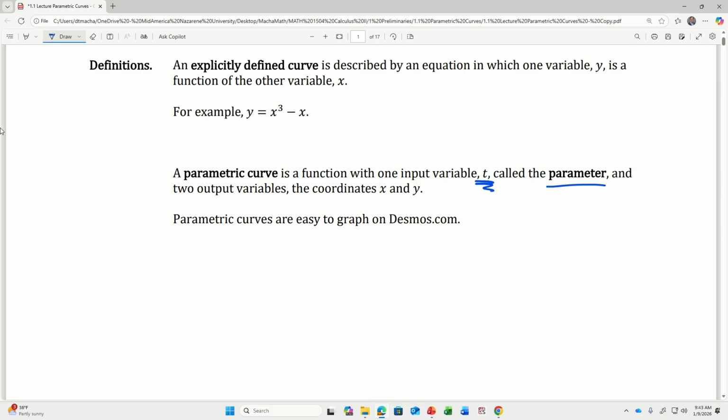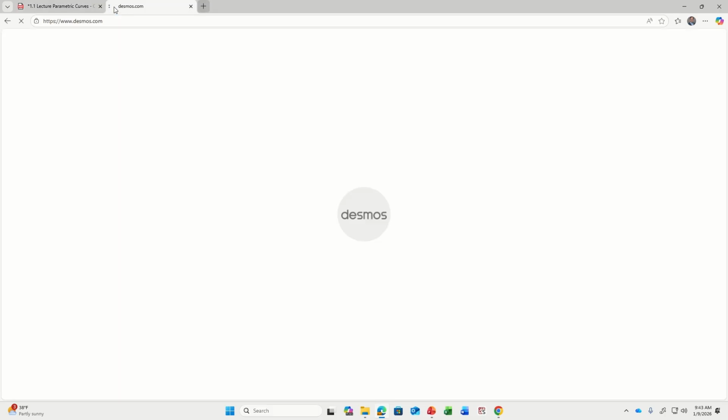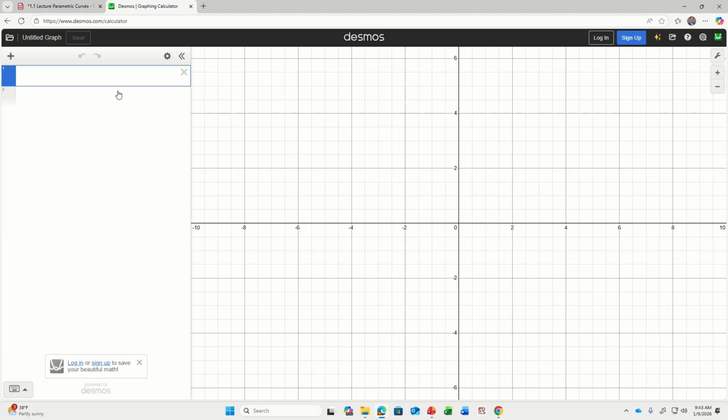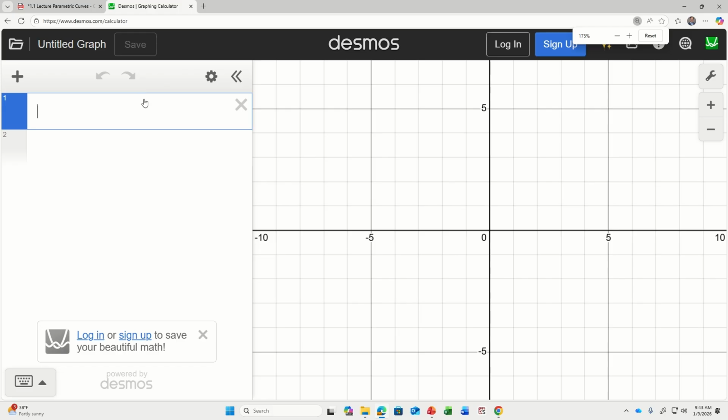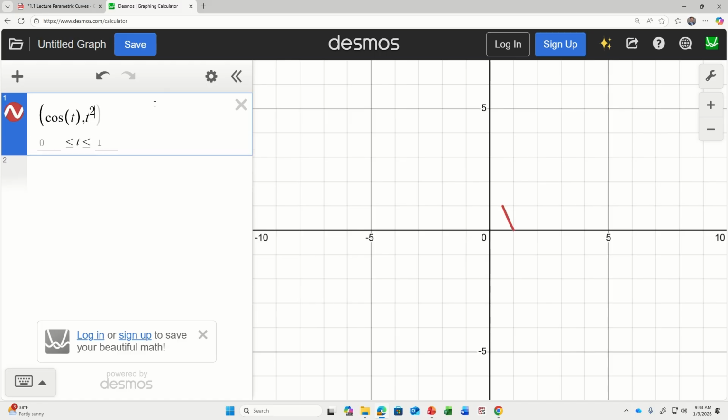It's really easy to graph a parametric curve in Desmos. Some students think it's even pretty fun to do this. But in Desmos, if I wanted to graph a parametric curve, I'm going to have to open parentheses and then give some function of t, like, I don't know, call it cosine of t, and then type a comma, and then another function of t, like maybe t squared.